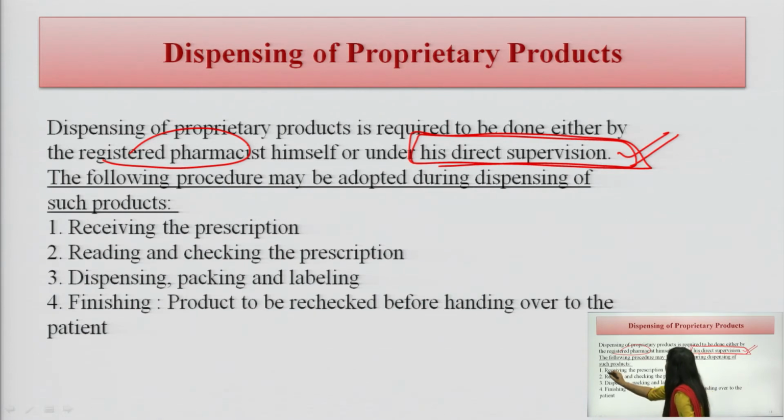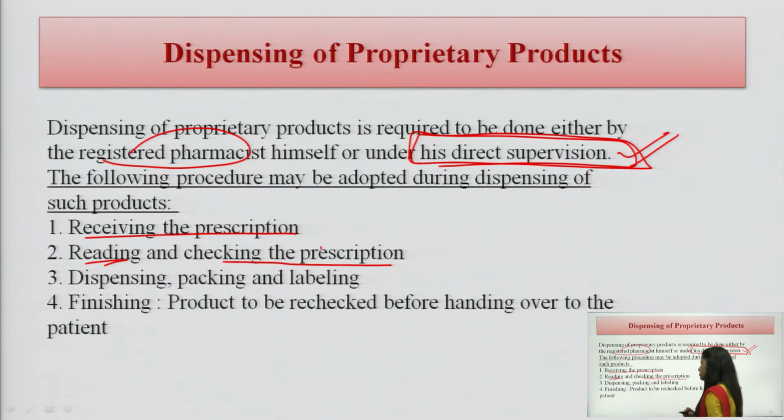First, the pharmacist will see the prescription, meaning receiving the prescription. The pharmacist will read it. Why will they read it? Of course, to reduce any interactions, any side effects, drug interactions, or adverse drug reactions. If the patient has any query, of course, the patient can ask. After checking the prescription, the pharmacist will dispense and pack it.